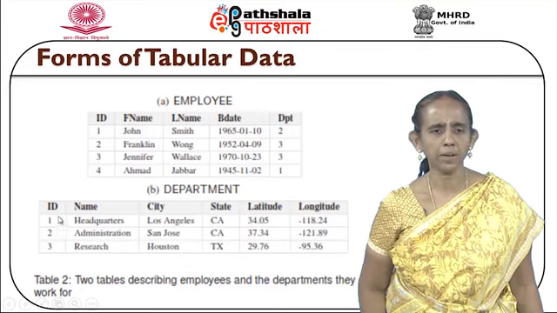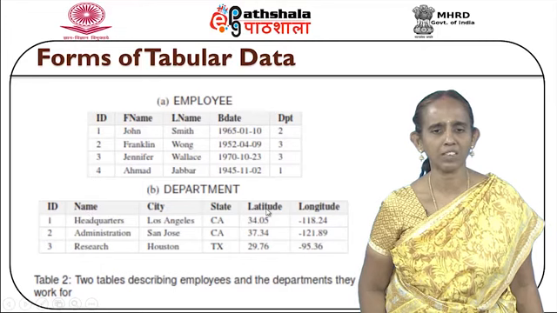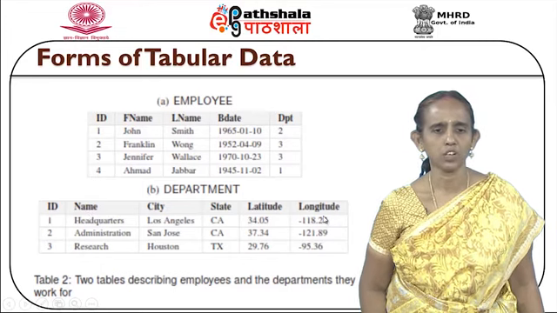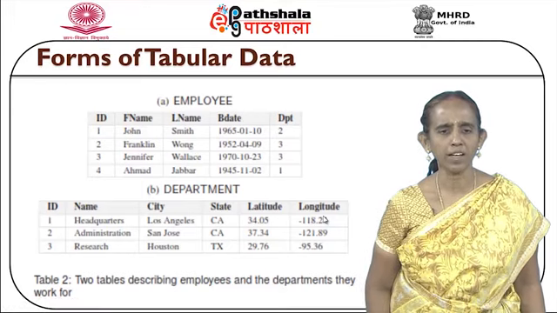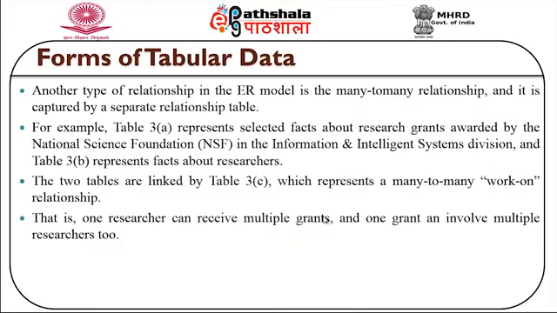Then we have the department table with the ID, the name of the person, the city in which he lives, the state, the latitude and the longitude. So the two tables describing the employees and the departments they work for. Forms of tabular data.